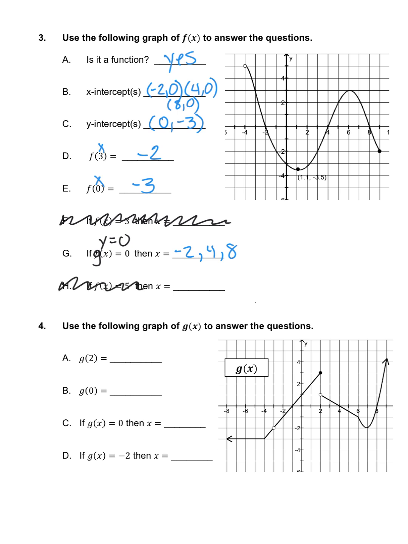And, of course, you don't have h. Number 4, use the following graph of g of x to answer the questions. So if our input of x right here for a is 2, so our x is 2, then what is our y going to be? So here's our x value of 2. What is our y going to be?